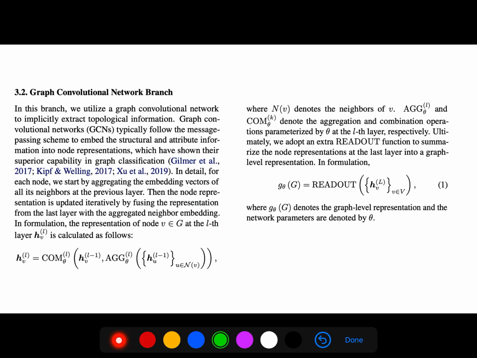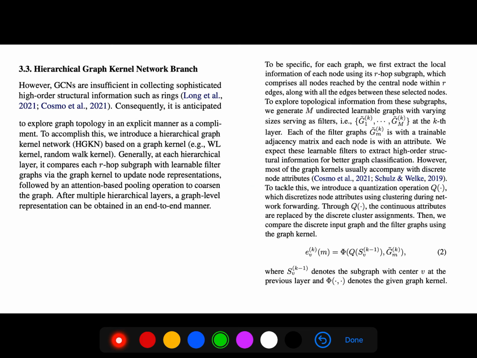So we utilize a graph convolutional network to implicitly extract topological information. The node representation is updated like this, and here we have this readout. The graph kernel network branch is needed because GCNs are insufficient in collecting sophisticated high-order structural information such as rings. It is anticipated to explore graph topology in an explicit manner as a complement.